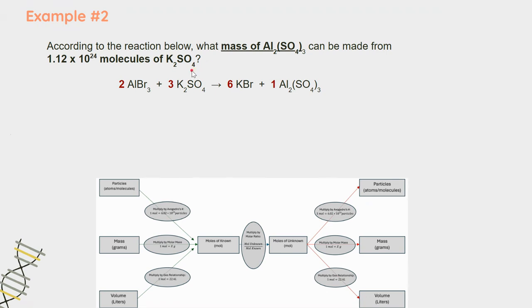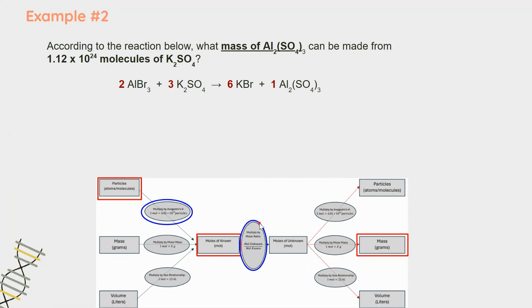Now in this case, we're not starting with mass, we're starting with molecules K2SO4. So in my roadmap, I'm starting with an amount of particles of molecules. My path this time will be to, again, get to grams. We're trying to get mass of Al2(SO4)3. But my path will go through Avogadro's number to get to moles of K2SO4, our known chemical. We'll multiply by the mole ratio to get to moles of our unknown, our Al2(SO4)3. And then we'll multiply by molar mass to get back to mass Al2(SO4)3.